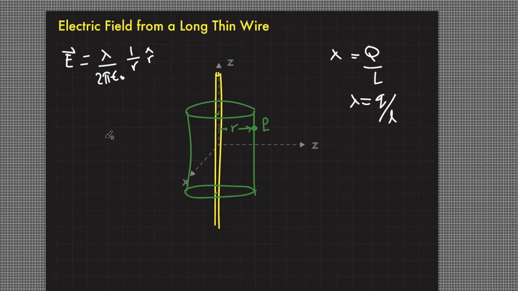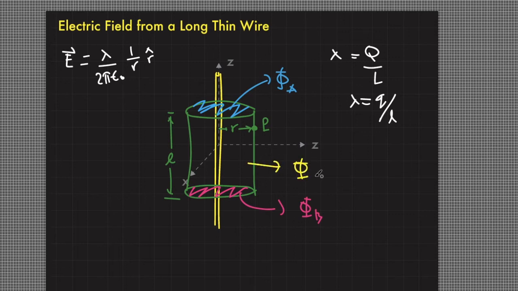And this imaginary Gaussian surface, let's just say that it has a length of L from this point to this point. So to use Gauss's law, let's calculate the total flux. Obviously this cylinder has this area here and another area here and an area along the curved side of the cylinder. Let's designate the flux on this area as phi sub A and the flux here as phi sub B, and the flux on the curved side of the cylindrical Gaussian surface as phi sub C. So the total flux on this Gaussian surface is phi sub A plus phi sub B plus phi sub C.